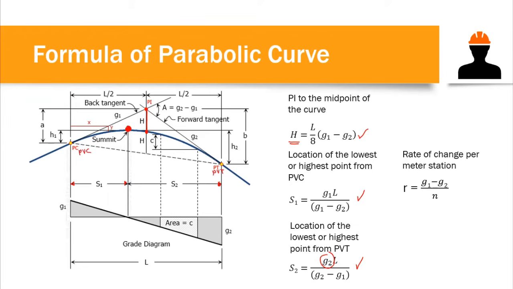Now, we also have the rate of change per meter station. We have R equal to (G1 minus G2) over N. So again, you can use these formulas to compute for the properties of our parabolic curve, or you can just use the grade diagram, which I guess is easier compared to the formula method. Okay, so let's try to solve an example.